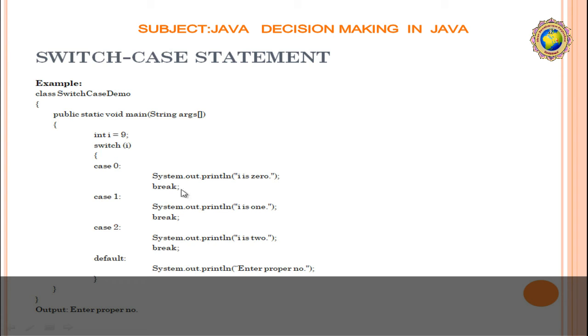But we have taken the value of i as 9. So these cases are not fulfilled, right? So the default statement is executed: "enter the proper number". Or we can also write that i is greater than 2, right? So in this case the output will be "enter the proper number".